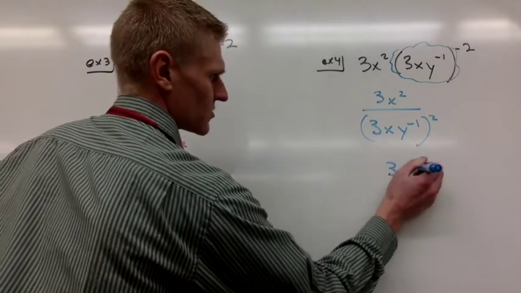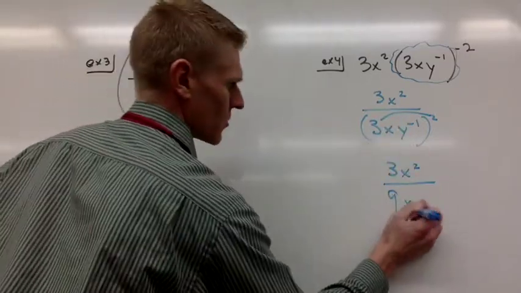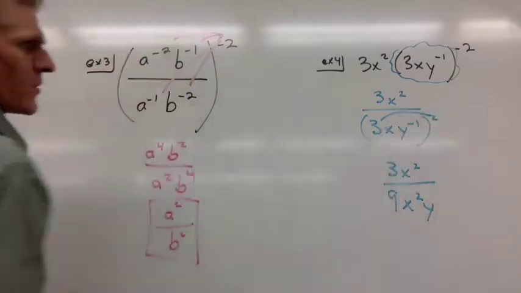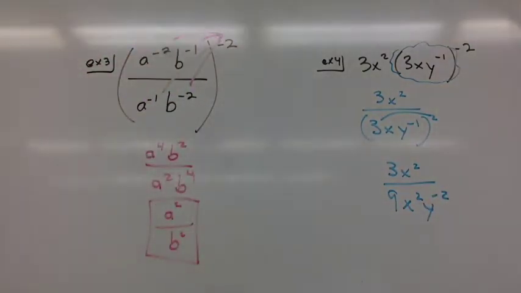So I have 3x squared over, in the bottom, 3 squared is 9, x squared. When I square a negative 1, use the exponent rule, I have power to a power, so I multiply that and get negative 2. Notice that it stays negative because I multiplied it. I didn't square the exponent, I multiplied it.